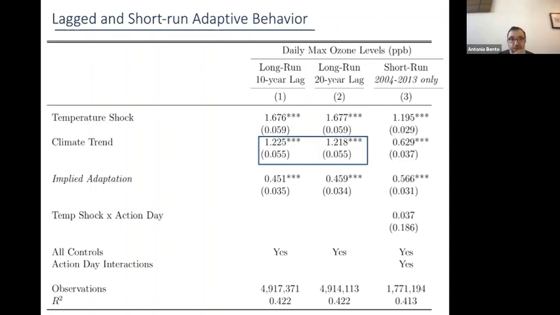Let me also show you what happens when you play with the lags, because you could be concerned that we have used only 1 year lagged, and so agents may actually need more time to adapt. You could argue that this is quite important, because in California, in particular here in LA, we continue to have a lot of trouble adapting to ozone. And so we checked for the sensitivity of our results, allowing 10 and 20 years to adapt instead of 1.